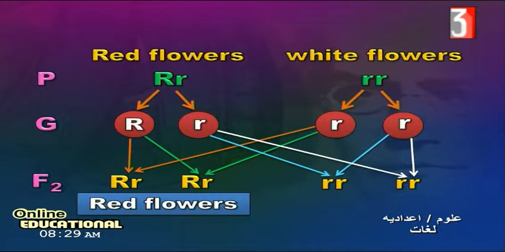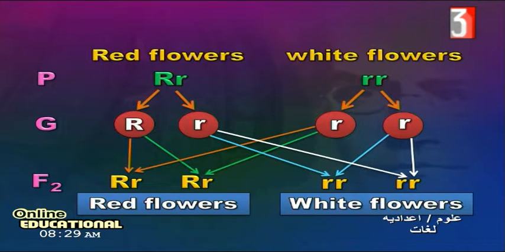Our observation in this mating is that red flower and white flower are produced as the first generation, when the mating occurs between red flower as a hybrid R capital R small and white flower as a pure R small R small. Red flower is 50% and white flower is 50% also.